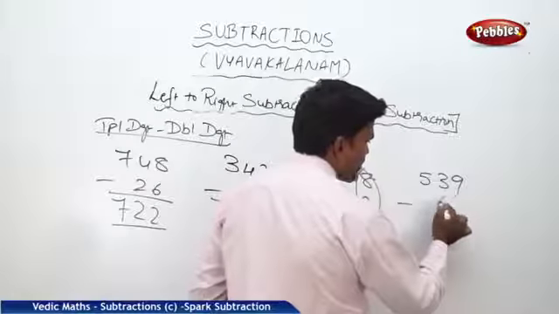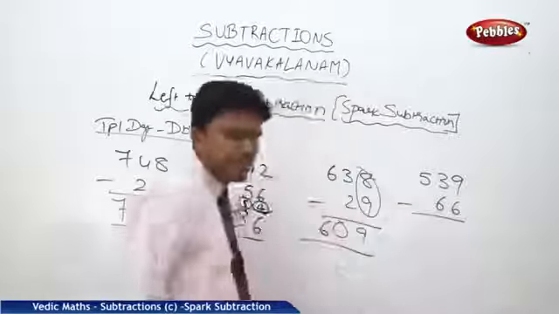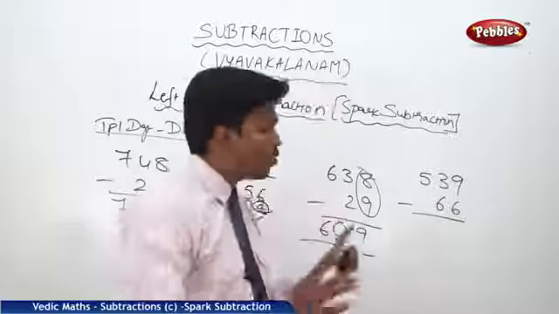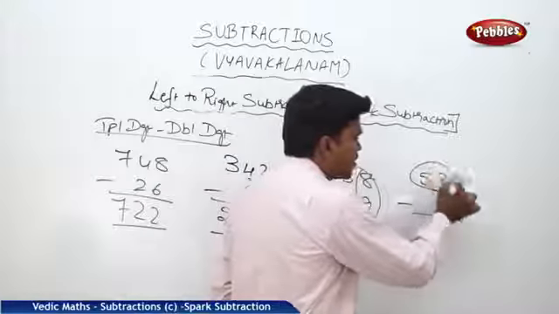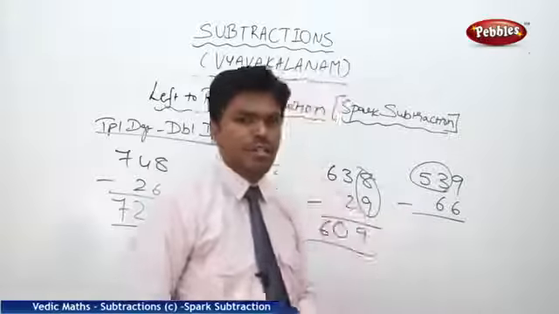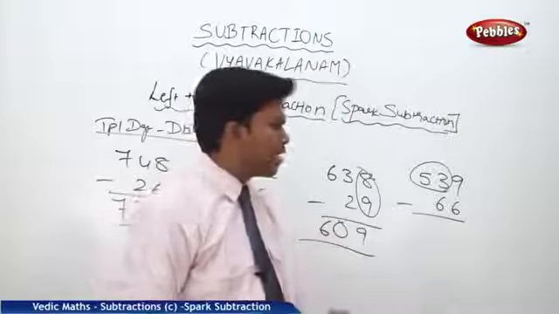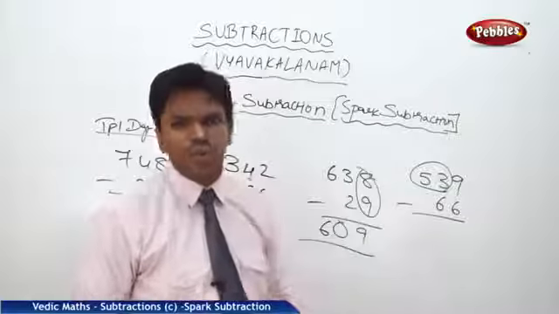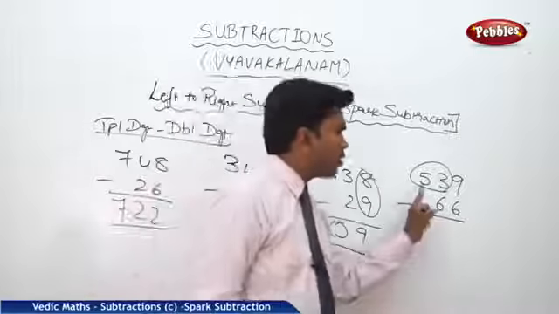539 minus 66. So, what is 53 minus 6? So, you do one thing. Take these two digits directly. 53 minus 6 is how much? 47.